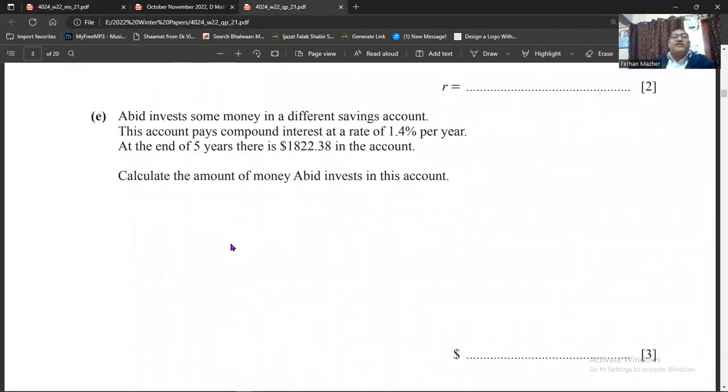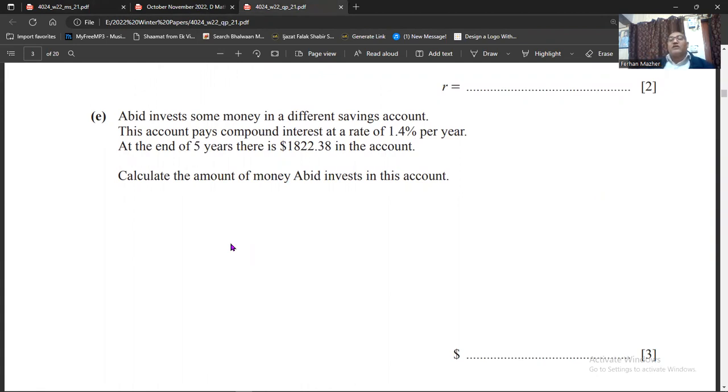Question number 1, it's E part. He says Abid invests some money in a different savings account. This account pays compound interest at a rate of 1.4% per year. At the end of 5 years, there is 1822.38 in the account. Calculate the amount of money Abid invests in this account.